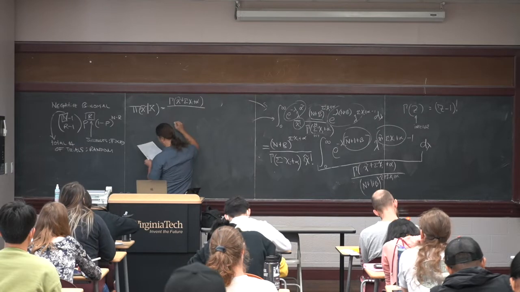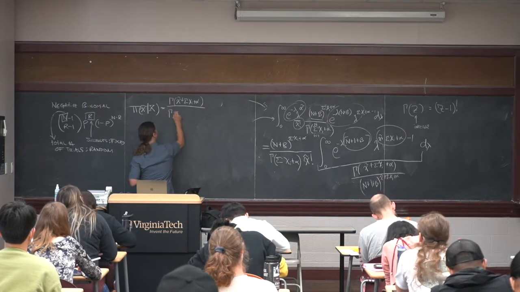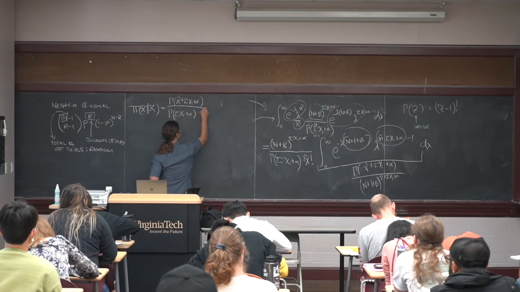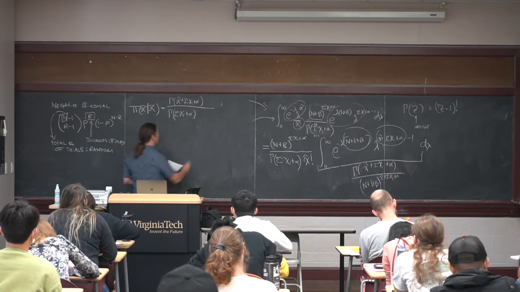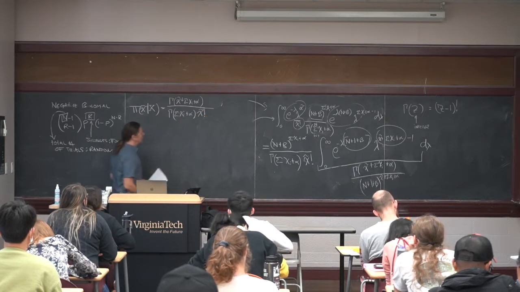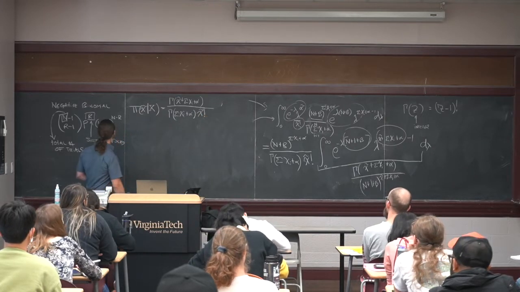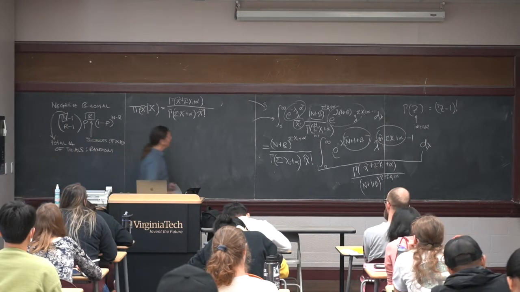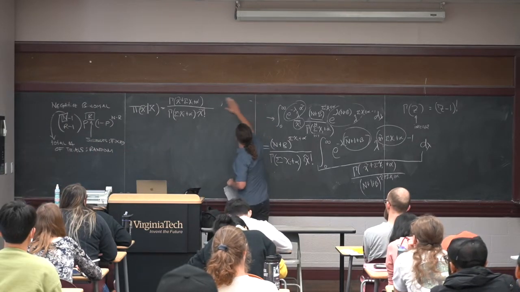Divided by gamma of the sum of the xi's plus alpha. We played with that one before. And x tilde factorial. In essence, that's this. And then there are two other terms.